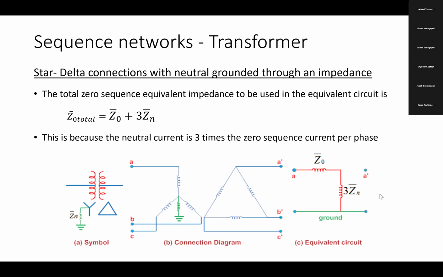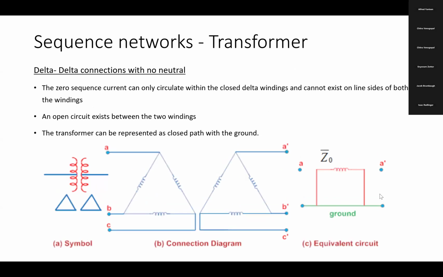Okay, right. If both are delta, you put the ground impedance connected to the ground on both sides, primary side and secondary side, but both are not connected here. So the ground is not connected to the primary or secondary phase. It's just grounded. Okay.